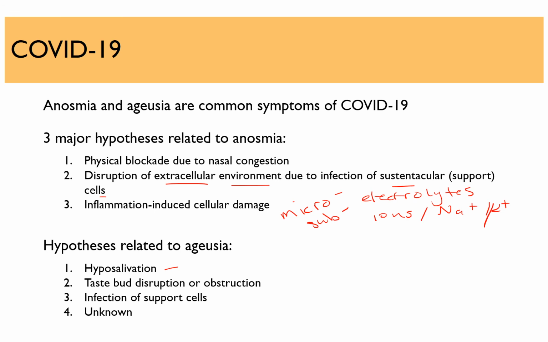There is a hypothesis out there that similar to the anosmia in the olfactory neurons, there might be disruptions in taste bud signaling or a flat-out obstruction of the taste bud by inflammatory processes or some other obstruction that keeps the tastants away from the taste bud itself. Also similar to anosmia, there's thought that there could be infection of support cells. Just like the sustentacular support cells in the nose, there are support cells for the taste buds as well.